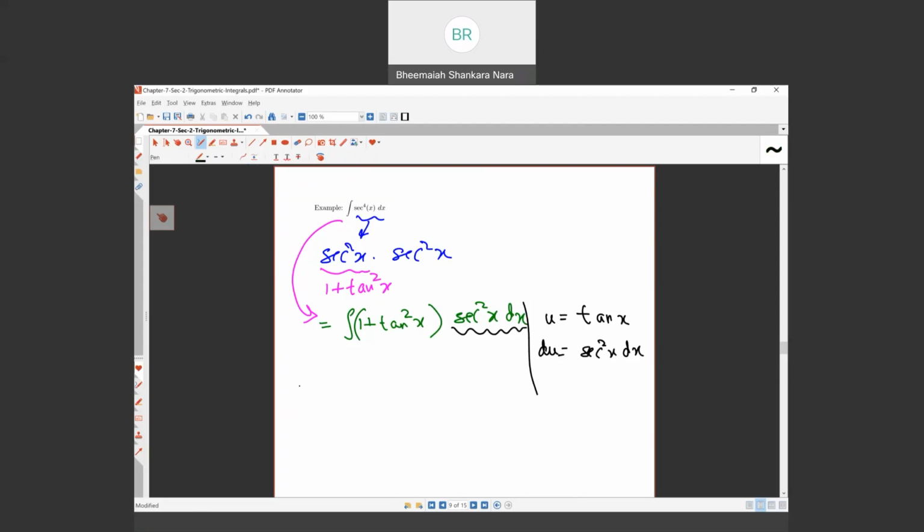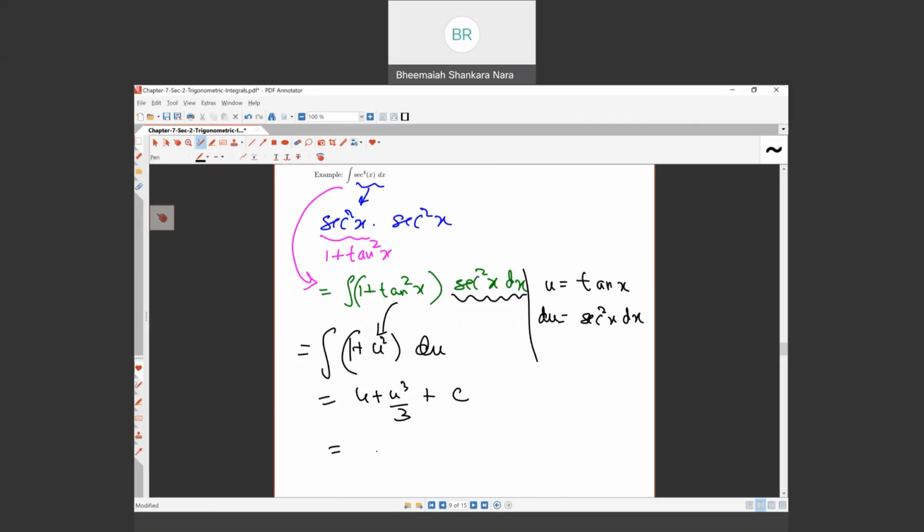So now let me go back and plug in this. So this will become 1 plus u square. Tangent is u. Secant square dx is du. Now integrate this. You have u plus u cube divided by 3 plus c. And this can be rewritten as tangent x plus tangent cube x divided by 3 plus c.